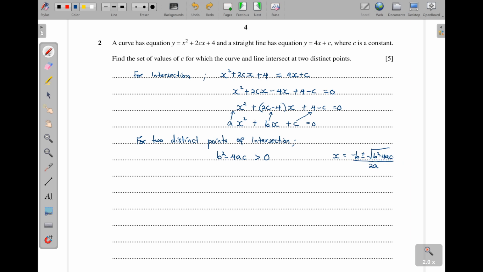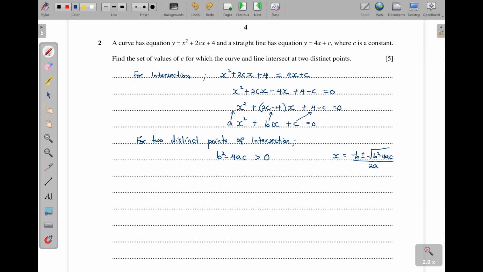And then, if it is less than 0, then you cannot get the square root of a negative unless you are in complex numbers. So the roots are not real. They are complex. So for that case, we say less than 0. That means the line and the curve do not intersect. You see that? Okay.